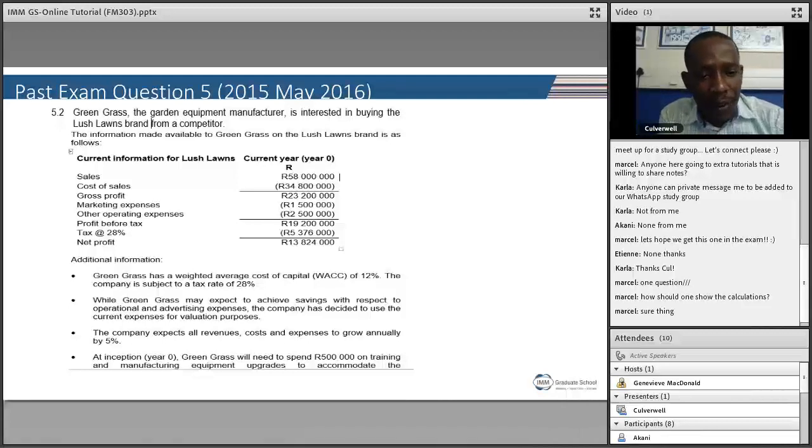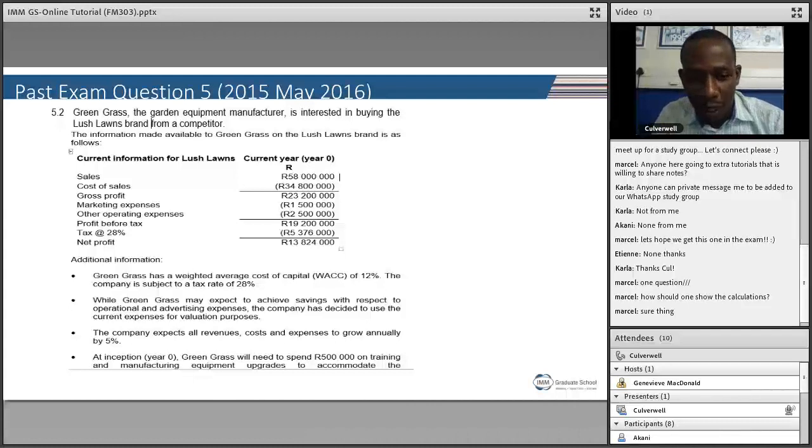The company expects all revenue, all cost, and expenses to grow annually by 5%. Pay attention to that statement. So our sales, cost, and all other expenses are going to grow annually by 5%, meaning when you put in 5%, you end up saying times 1.05. The question is not interested in you calculating 5% of the figures given. You are escalating, you are increasing a figure from what is given moving into the future. So your calculation becomes 1.05.